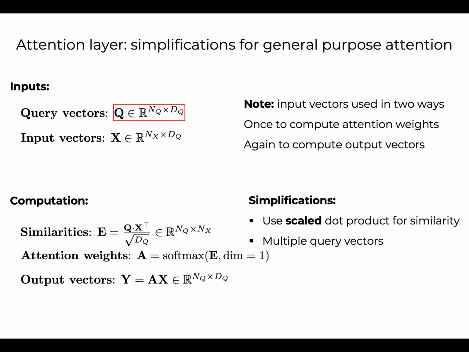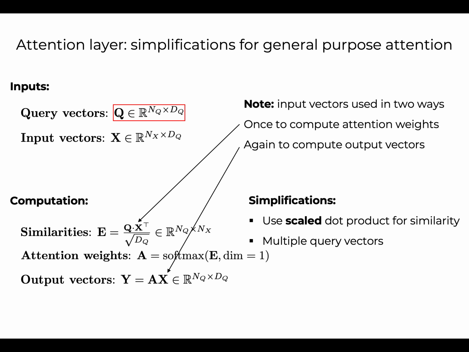Now, note one important thing. The input vectors are used in two ways in this process. They're used once to compute the attention weights, where we compare each of them against the query vectors to get us a dot product similarity. And then they're used again to compute the output vectors. So at this point, the output vectors are basically just weighted combinations of those input vectors. And in both cases, we're using the input vectors x. Now, this might not be desirable for a reason I'll explain in a moment.